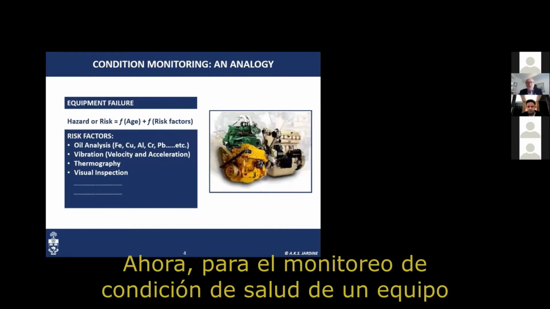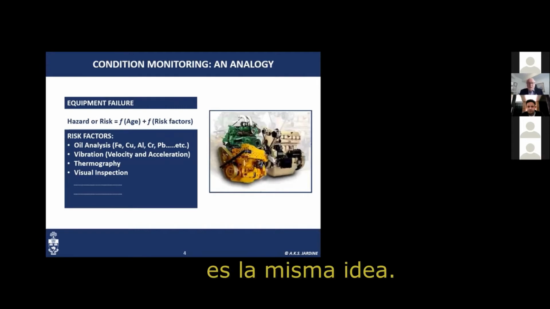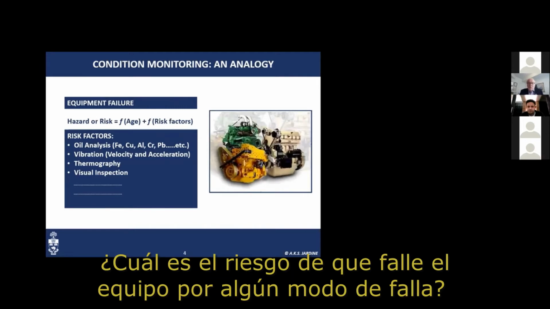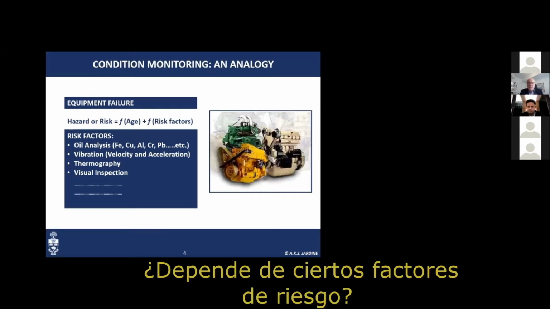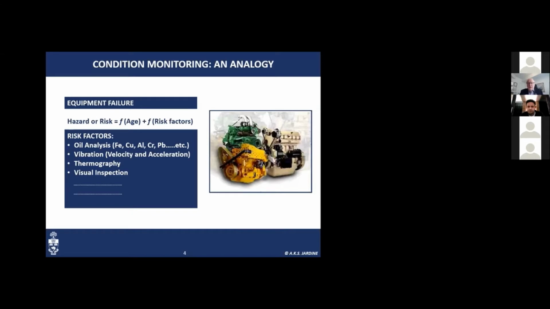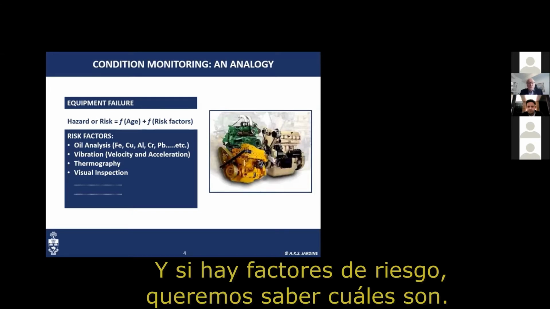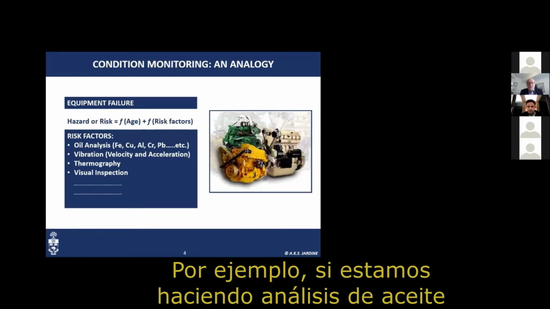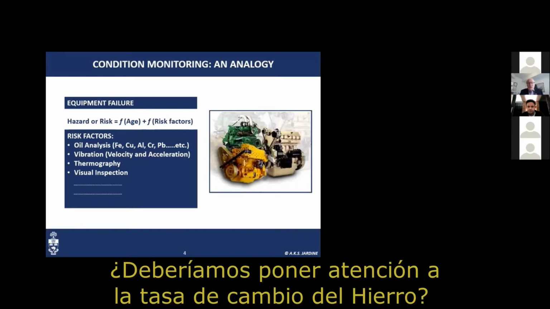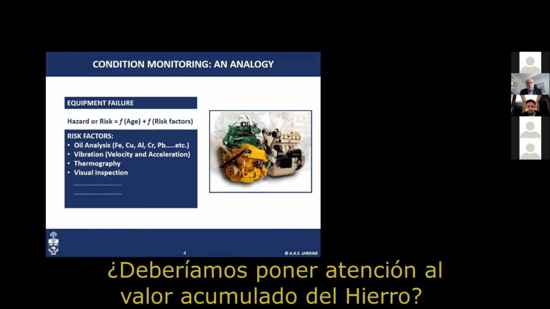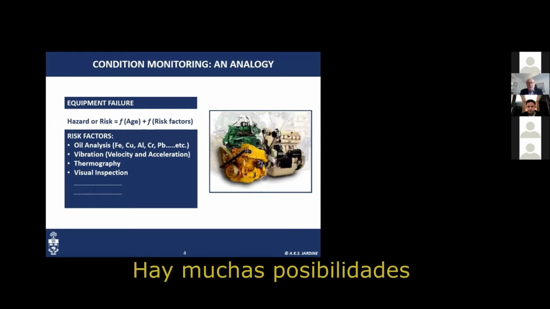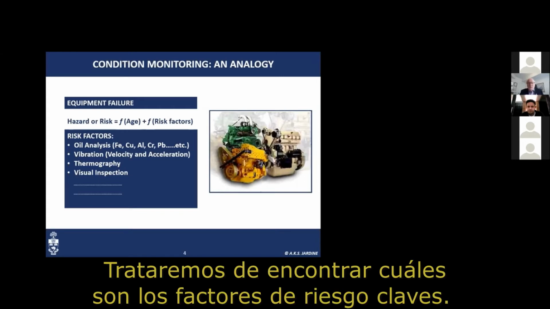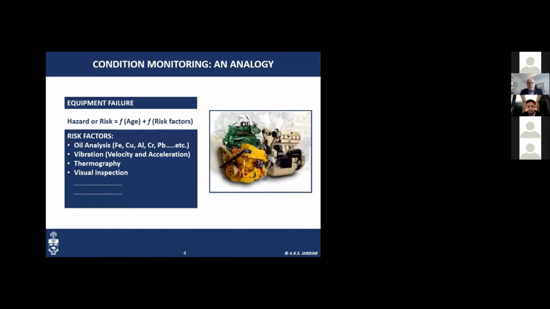Now, when we come to monitoring the health of equipment, it's the same thing. What's the risk of the equipment failing due to some failure mode? Does it depend upon its age? Does it depend on certain risk factors? And if there are risk factors, we want to know what the risk factors are. For example, if we're doing oil sampling, should we pay attention to the rate of change of iron? Should we pay attention to the cumulative value of the iron? Should we pay attention to the absolute value of the iron in the oil sample? There are many, many possibilities. We want to try and find out what the key risk factors are.